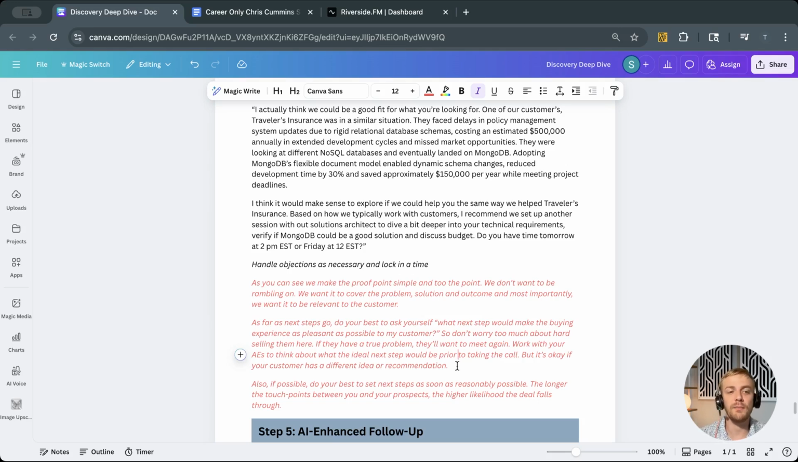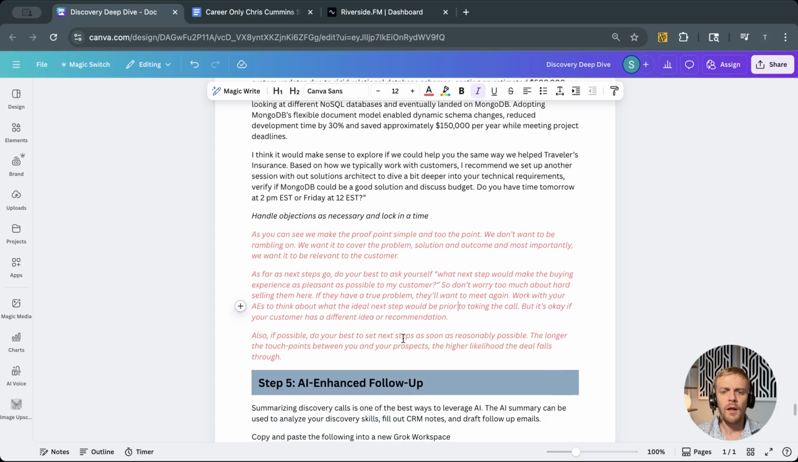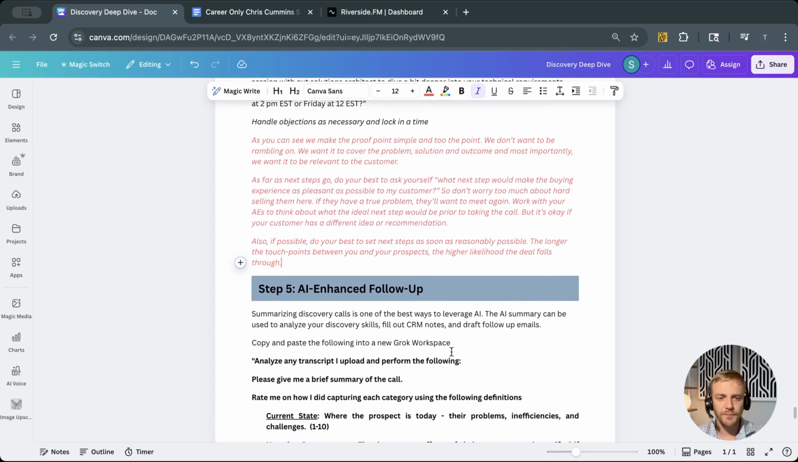You could try to suggest a meeting a day beforehand, before the meeting with legal, just to help prep them for how to present your solution in a way that legal would not be turned off by it, but you get what I'm saying. And then, as always, do your best to set next steps as soon as possible. The longer the touch points between you and your prospects, the higher likelihood that the deal falls through.